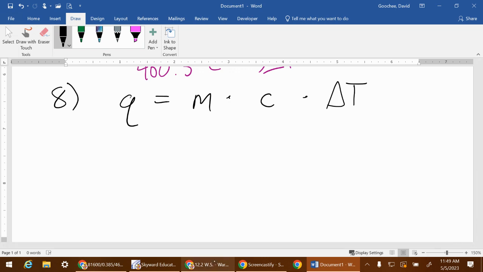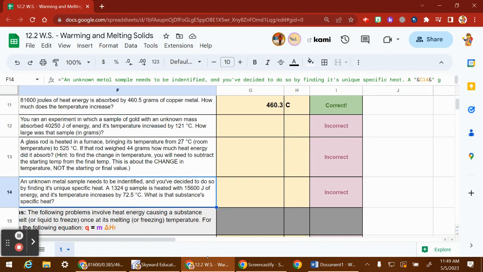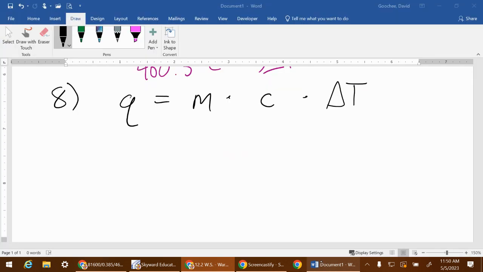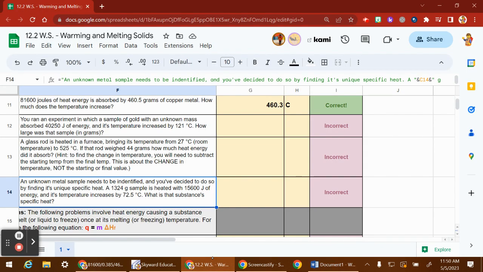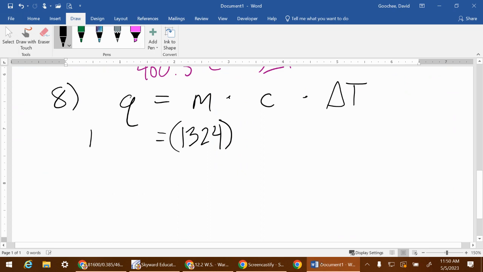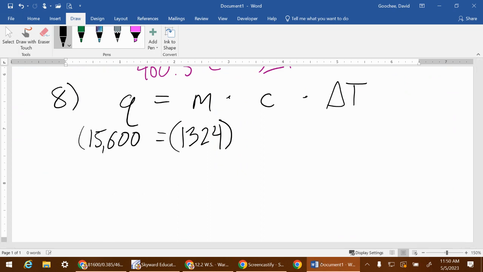So let's plug in what we can figure out. We have a 1,324 gram sample, so 1,324 is the mass. All right, let's see what else we can pull from this. It's heated with 15,600 joules of energy, so 15,600 joules is the energy.